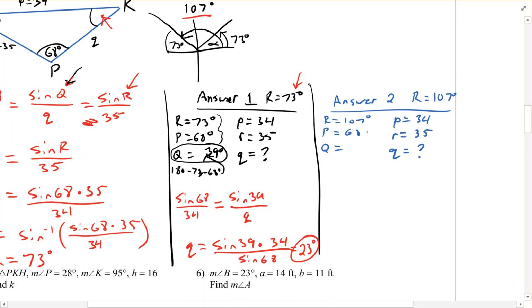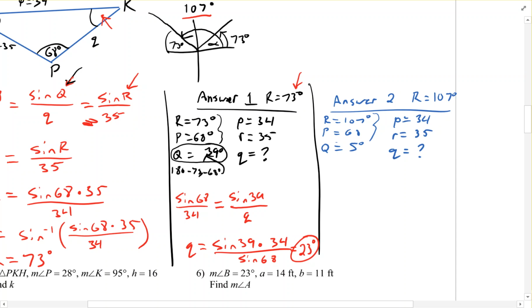So if we figure out what Q is by going 180 minus these two things, we're going to get 5 degrees. Notice that if this ended up being a negative number, if I had tried to subtract these two things and got a negative number out of that, this wouldn't be an answer. But since I do get some angle there, then this does actually work. So there are 2 answers for this triangle.